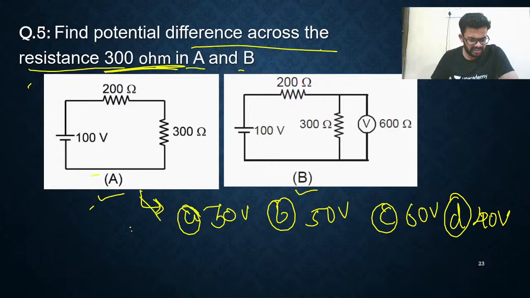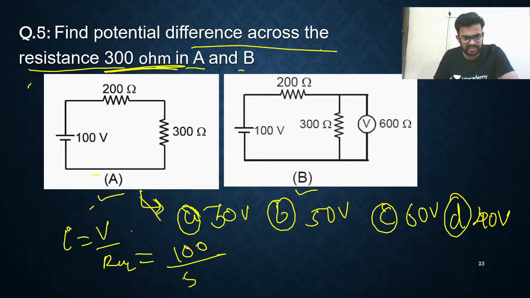All of you can do it. You just need to find, in diagram number A, the potential difference across the 300 ohm. So I will say the current I is equal to V upon R equivalent. Directly, 100 volt divided by total resistance 500 ohm, so the current is 1 by 5 ampere.